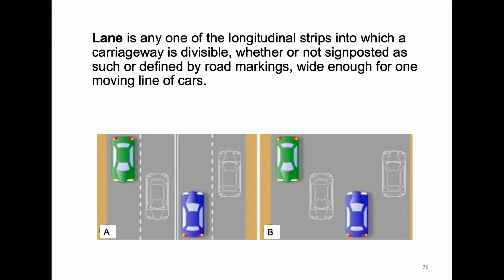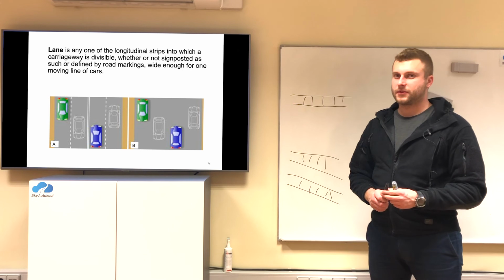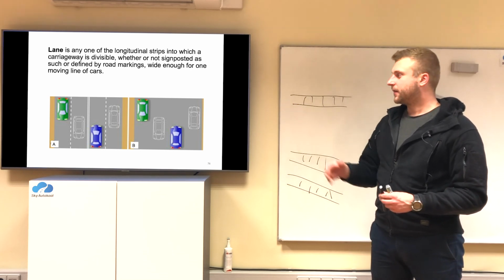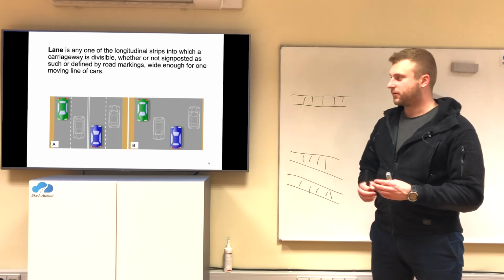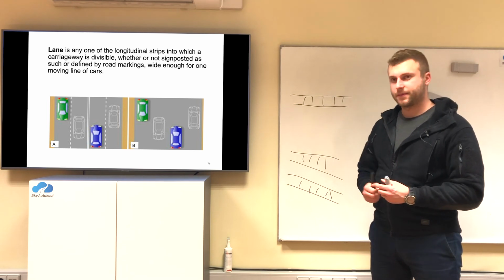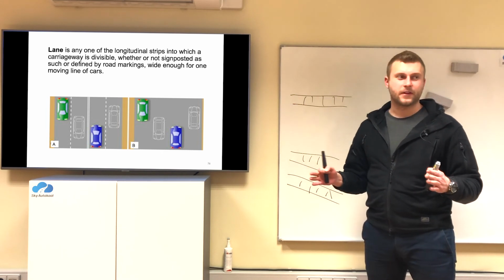Lane is any one of the longitudinal strips, parallel strips, into which a carriageway is divisible, whether or not signposted as such, or defined by road markings, with enough width for one moving line of cars. It means that if I don't have road markings on the road, I have to understand where my lane is only by imagining how many cars can fit on the road or the carriageway. On the second picture, picture B, you see that 4 cars can fit there.